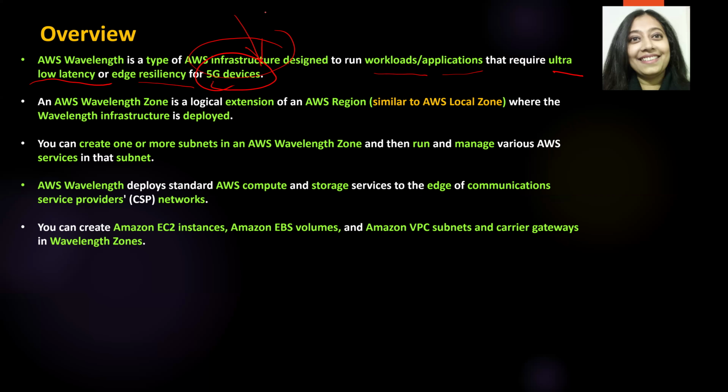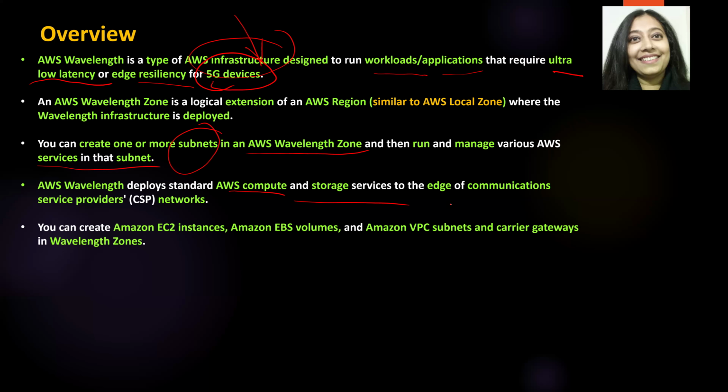Now, how do you go about doing something like that? In order for you to deploy your AWS Wavelength infrastructure, you need to create one or more subnets in an AWS Wavelength Zone. And then you can run and manage various AWS services in that particular subnet. Now, AWS Wavelength deploys standard AWS compute and storage services to the edge of communication service providers. This is how it works.